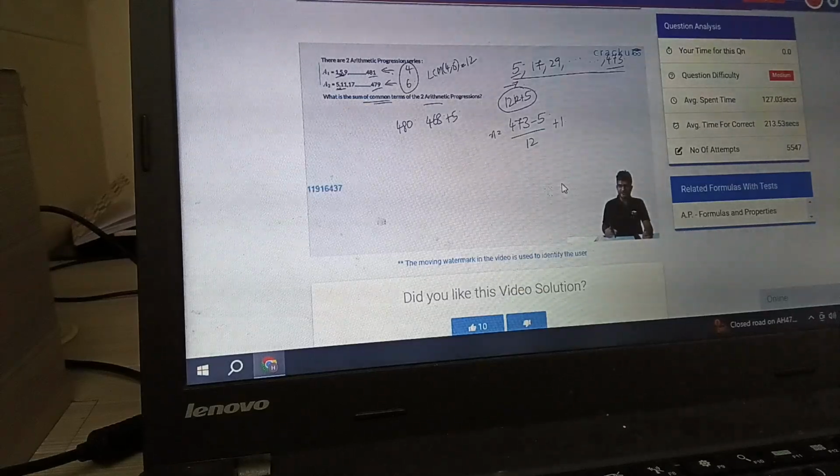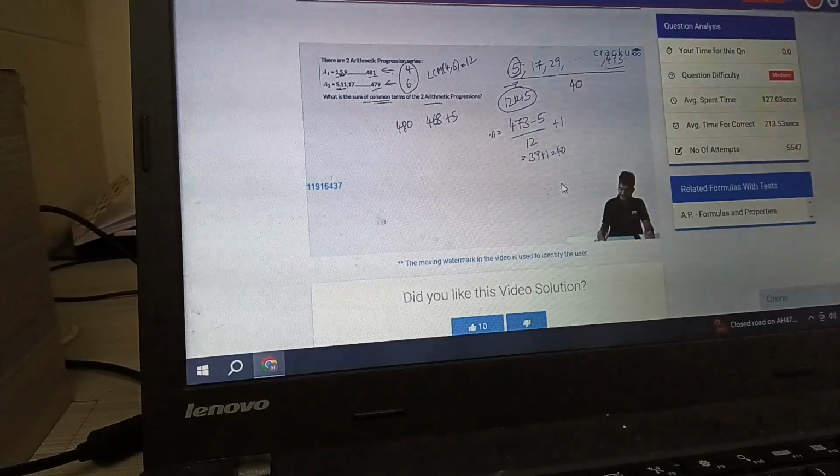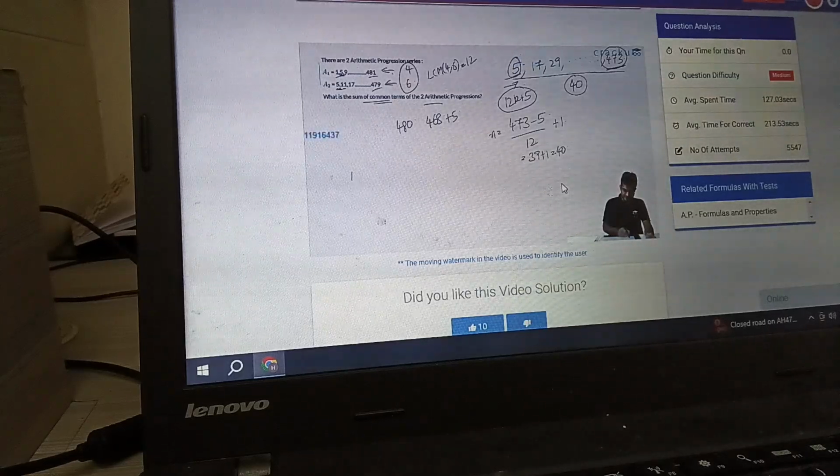What is 473 minus 5? It is 468, divided by 12 is equal to 39, plus 1 which is equal to 40. So there are 40 common terms. And what is the sum of all of these common terms? In an arithmetic progression, if you know the first term, the last term and the number of terms, calculating the sum is very easy. Just take the average of the first term and the last term, which is 473 plus 5 by 2, which is 478 by 2.